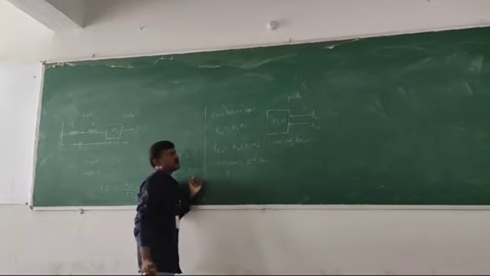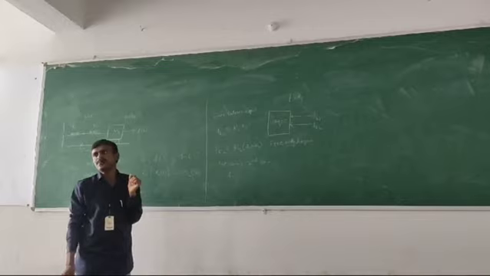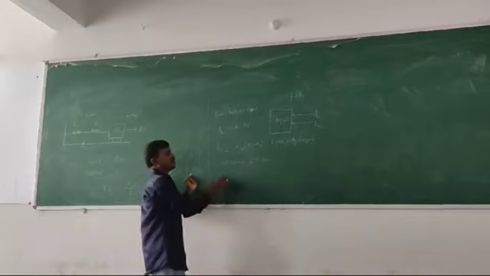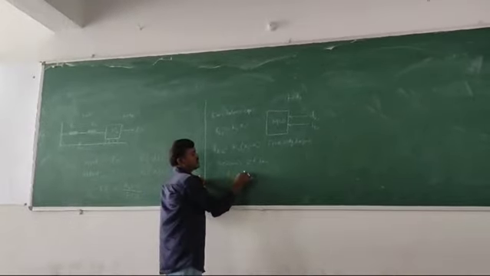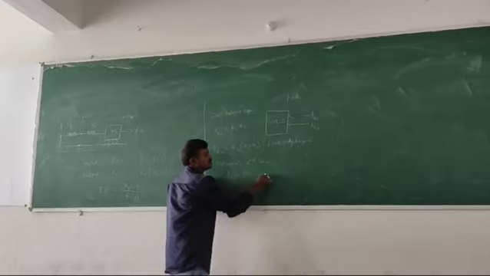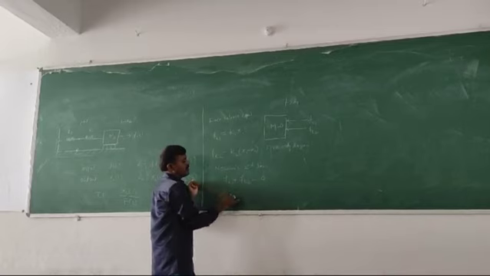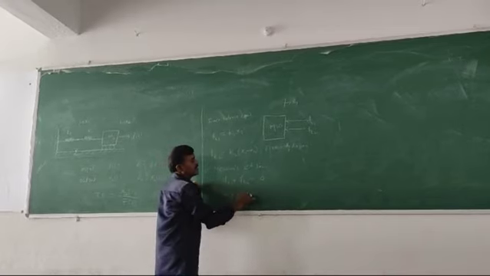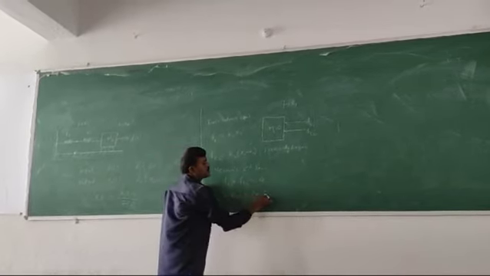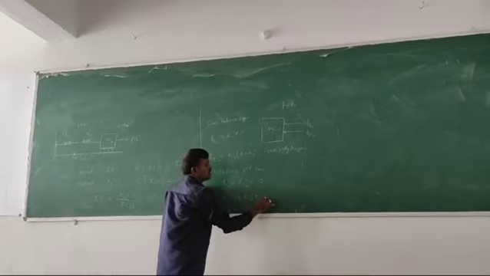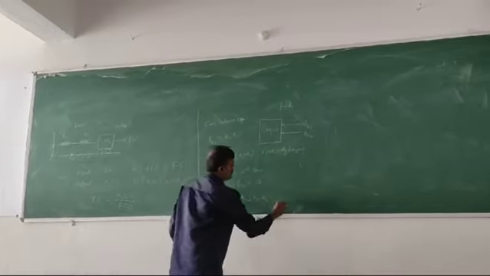Now apply Newton's second law. Sum of opposing forces is equal to sum of applied forces. So here there is no applied force, so the sum of opposing forces is equal to 0. Substitute those here in this equation: K1 x1 plus K2 into (x1 minus x2) is equal to 0.